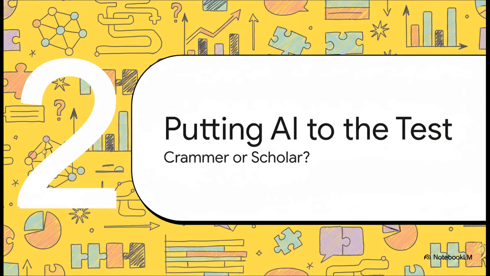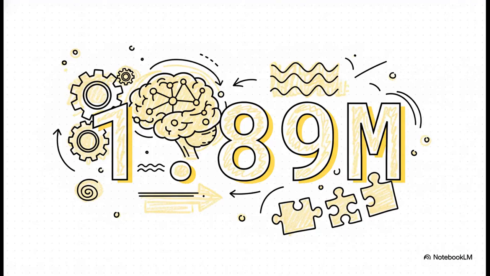So, armed with our definition of real learning, the scholar versus the crammer, the researchers set up the ultimate final exam for these AIs. The whole goal was to find out, once and for all, which type of student they really are. And when I say ultimate final exam, I am not kidding. We're talking about a massive, rigorous stress test. The researchers analyzed nearly 2 million predictions for each and every AI model they tested. This was all about pushing them to their absolute limits to see where they'd break.